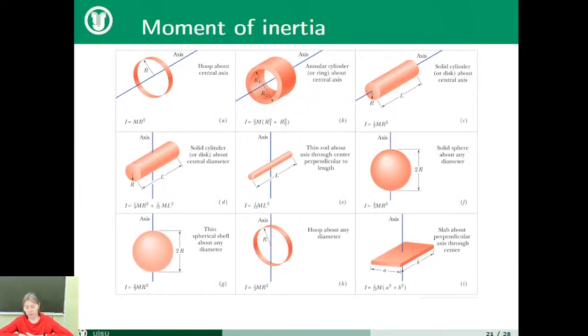Look at these tables. These are examples of some bodies and the calculation of their rotational inertia, or moment of inertia.